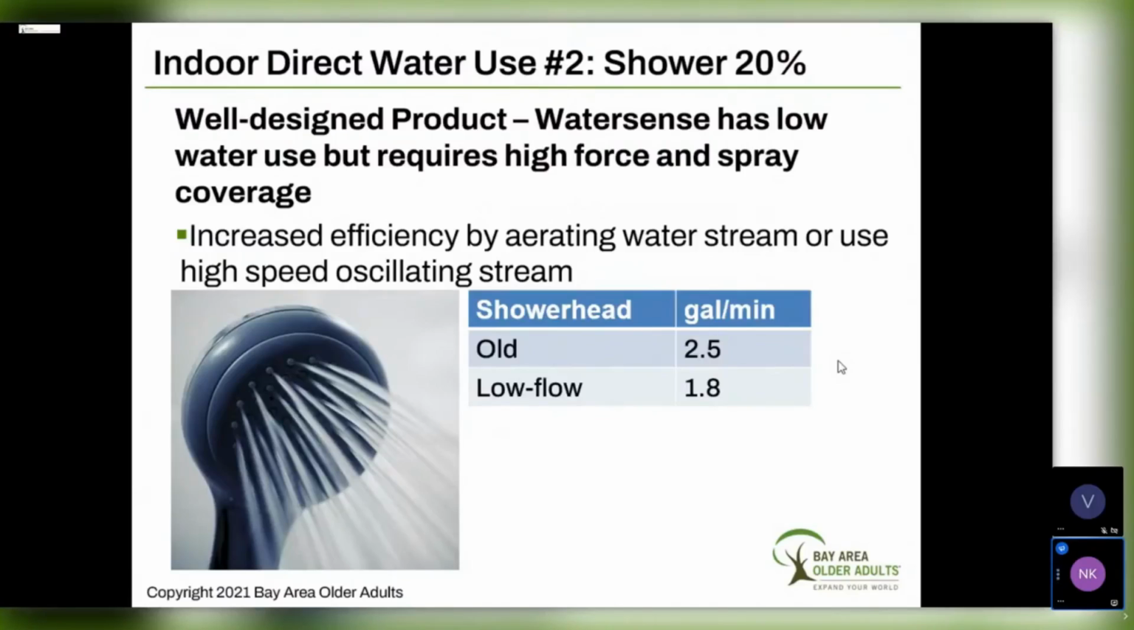The WaterSense label means you should have a satisfying shower because while the flow is low, 1.8 GPM, the shower must have a certain force and it must have a certain coverage, as seen in the diagram. This is accomplished by aerating the water or using other technologies in the shower head.